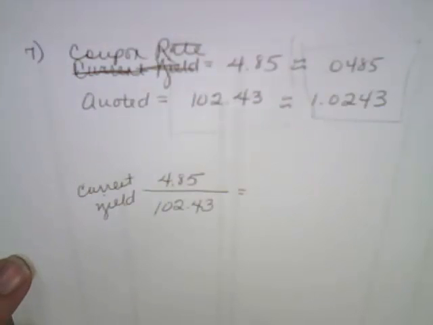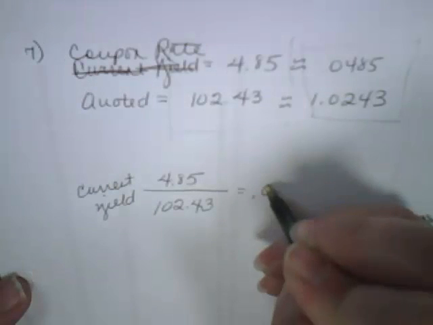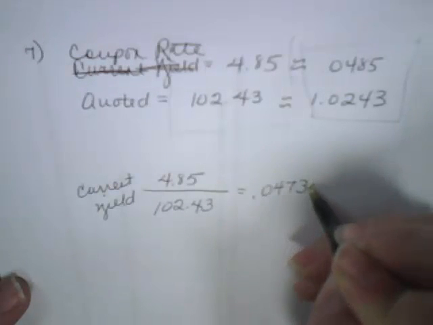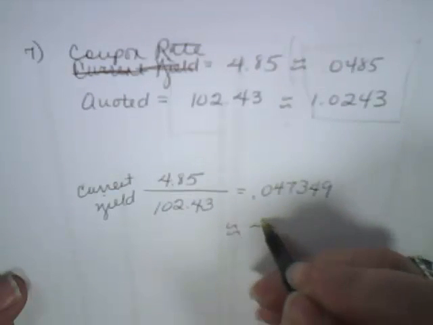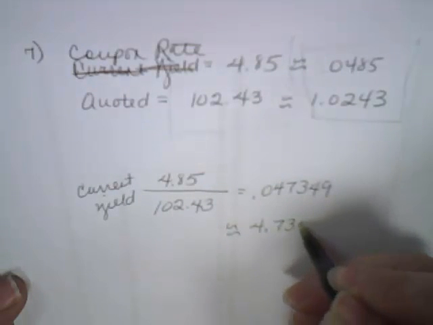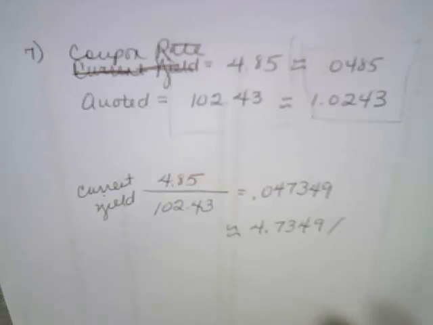So 4.85 divided by 102.43, we're going to get an answer of 0.047349, and when we convert that over to an interest rate, we get 4.7349%, which is the answer that we are looking for.